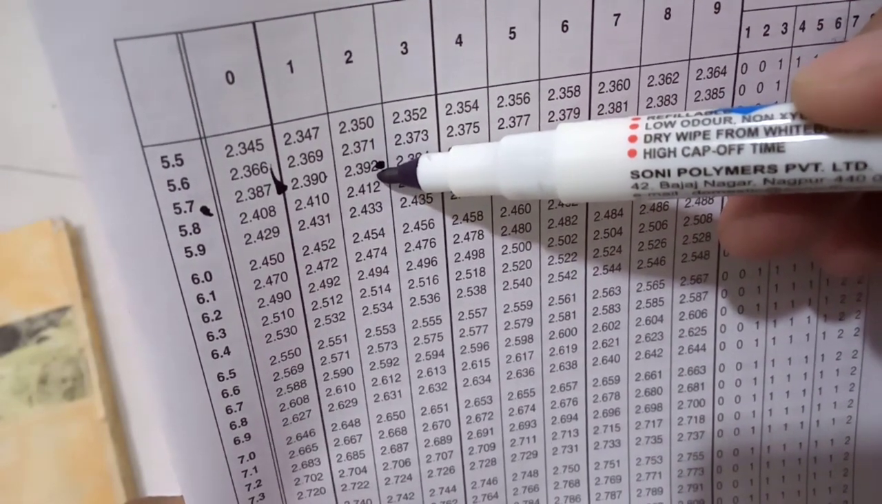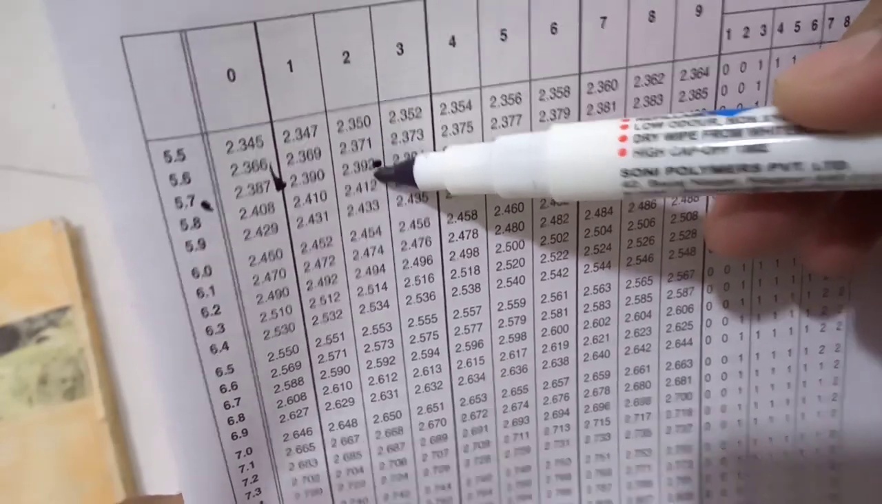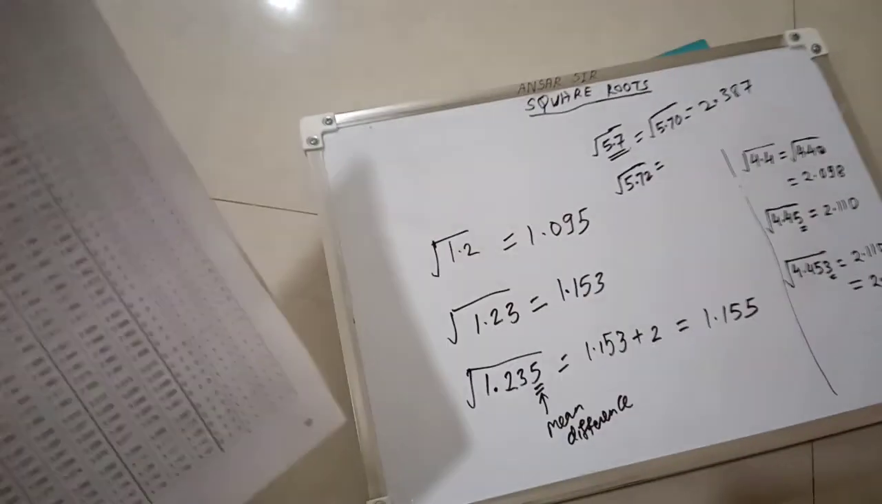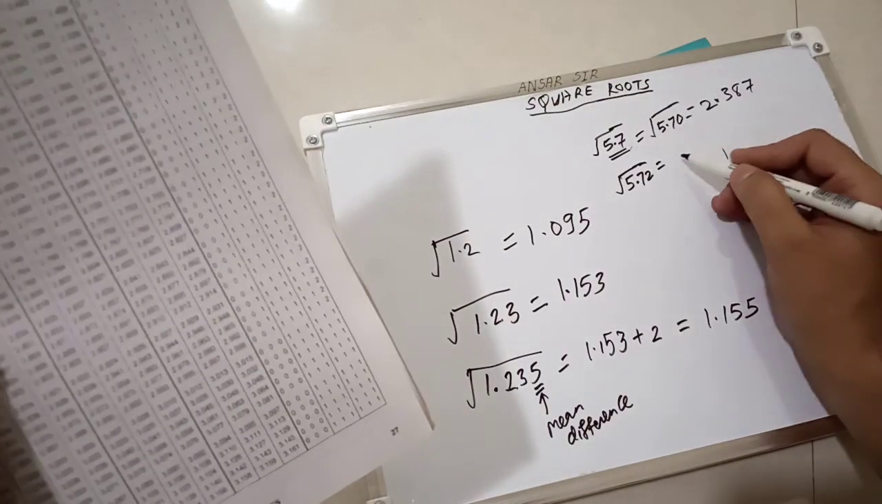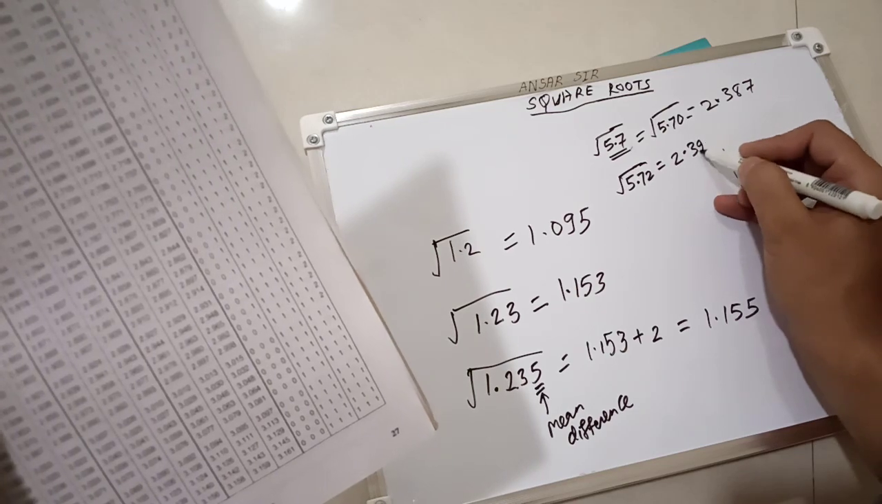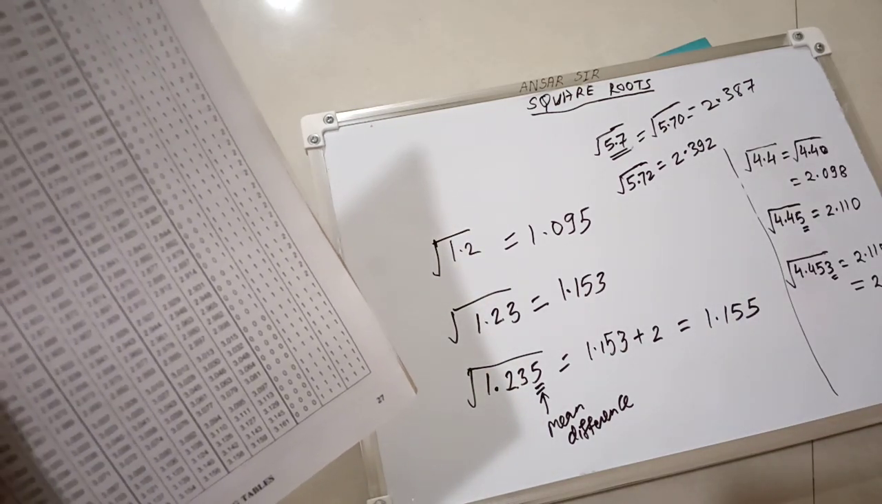And what is the value? 2.392. This is the value of root 5.72.